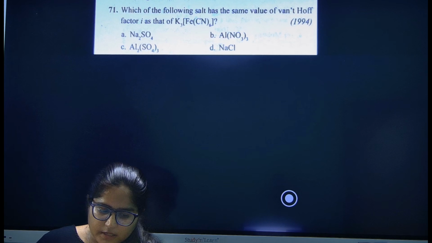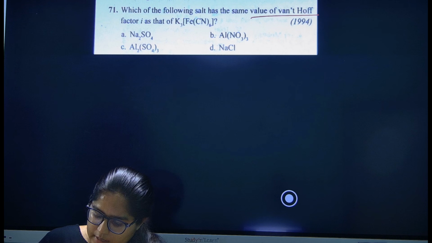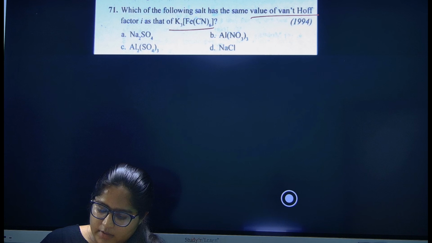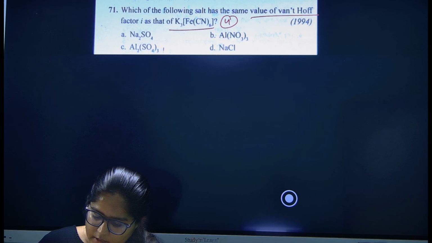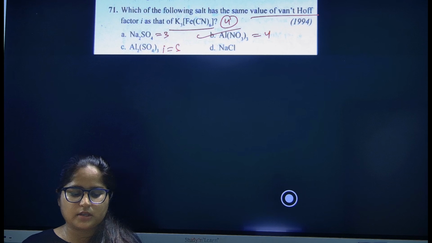Now question number 71, which of the following salts has the same value of i? K3 gives 3 and 1 bracket, 3 plus 1 is 4 here. So where we are getting, here i is 5, here i is 3, 3 plus 1 is 4, option number 2 is the right answer. Okay.